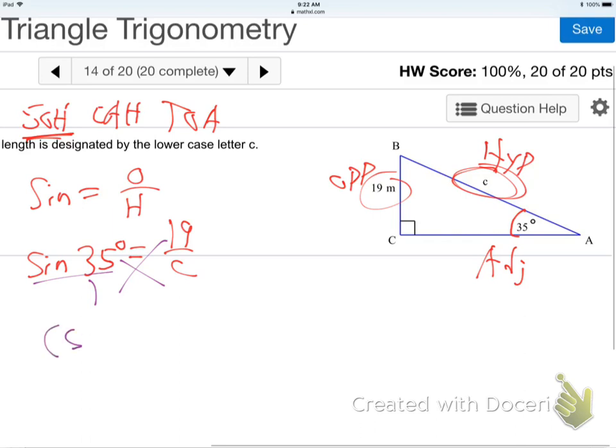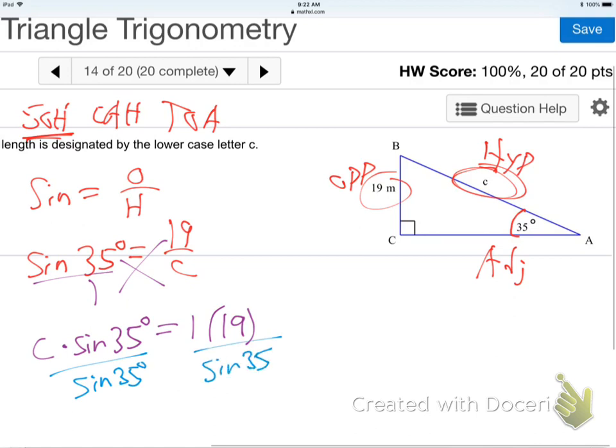So I get C times the sine of 35 degrees is 1 times 19. And now what do I need to do to finish? Everybody get it? I just cross multiplied. The C is in front of the sine. We're trying to get C alone, so I have one more step this time. How do I get C? C wants to be alone, and yet he's next to this sine 35. So what do I do to get him alone? Divide by that sine 35. Got to do the same thing to both sides to keep the balance.